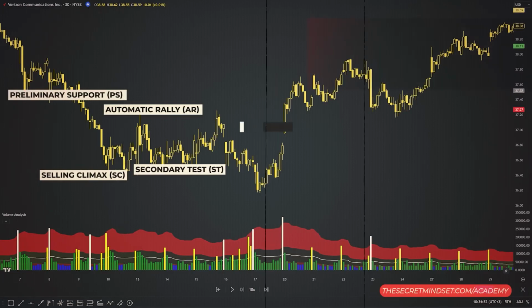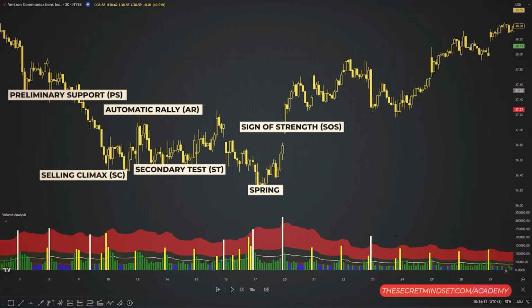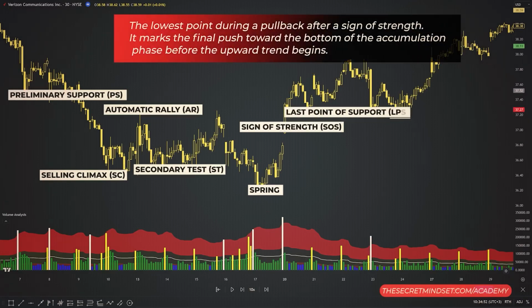And then we have the sign of strength. This happens when the price goes up with increasing price difference and relatively higher trading volume. A sign of strength often occurs after a spring, which is a fake breakout, a liquidity run, trapping retail traders on the short side. A spring is when the price falls below its usual range and then quickly jumps back up into that range. And then we have the last point of support.